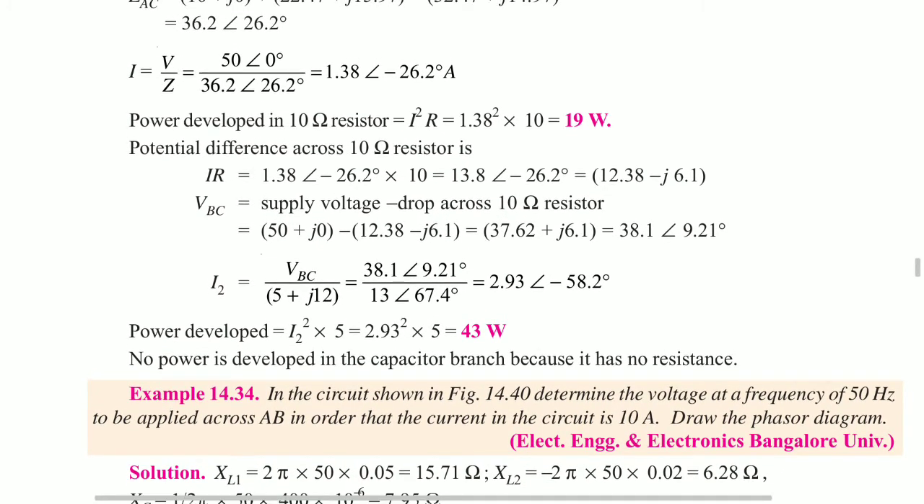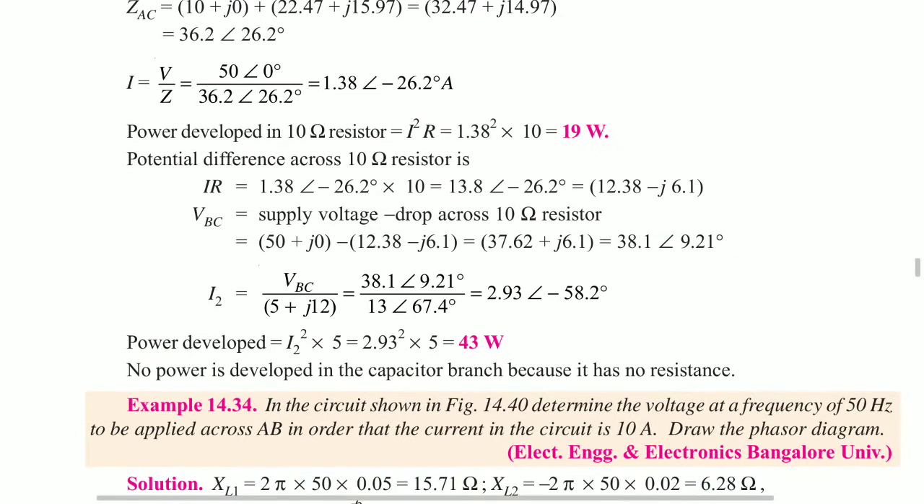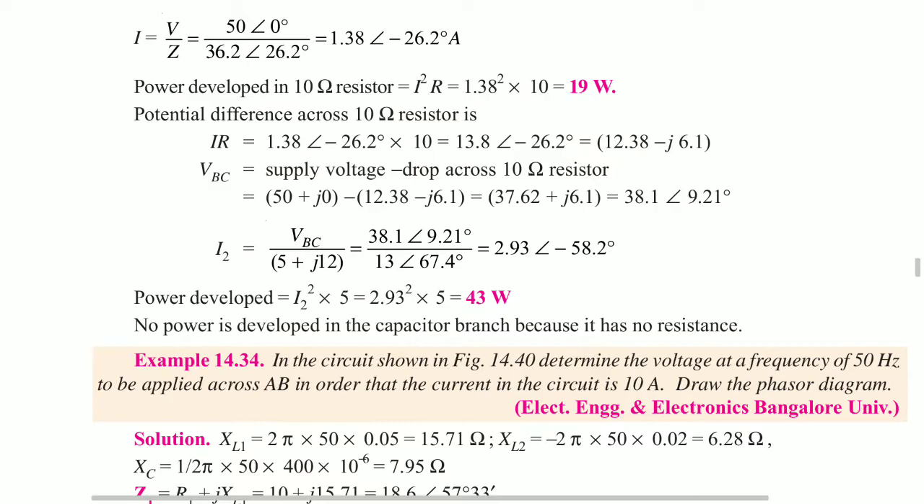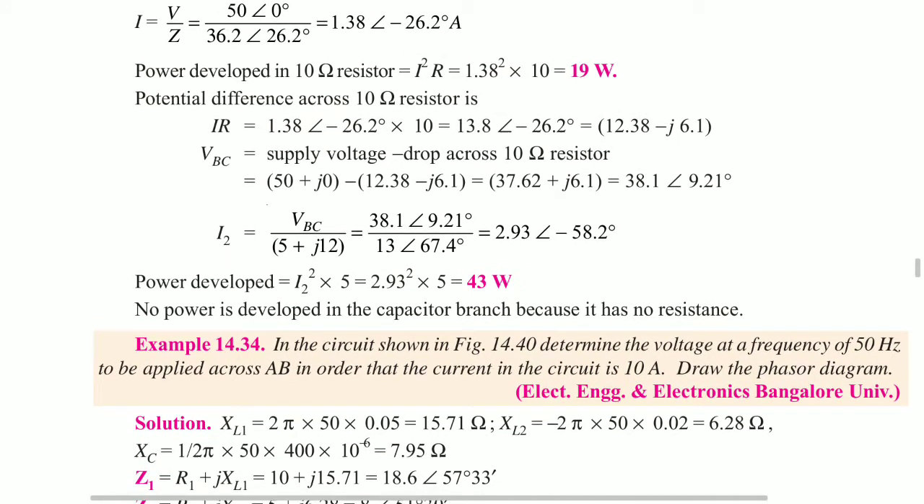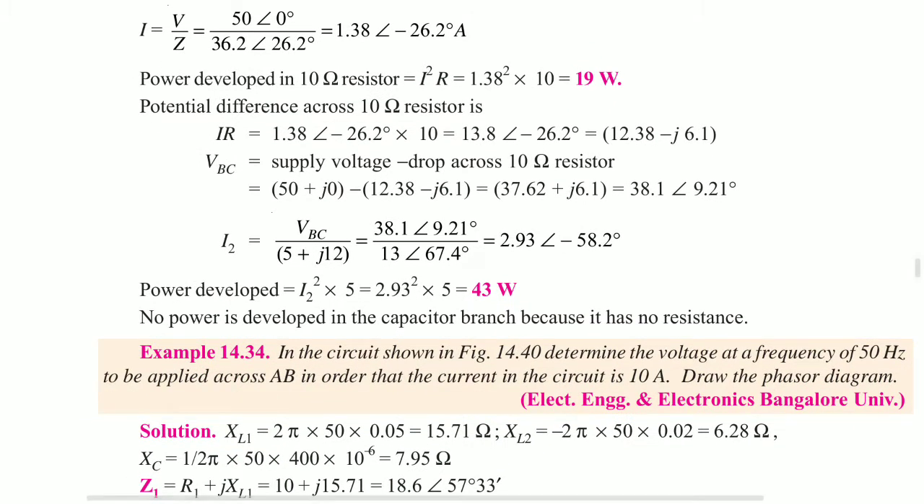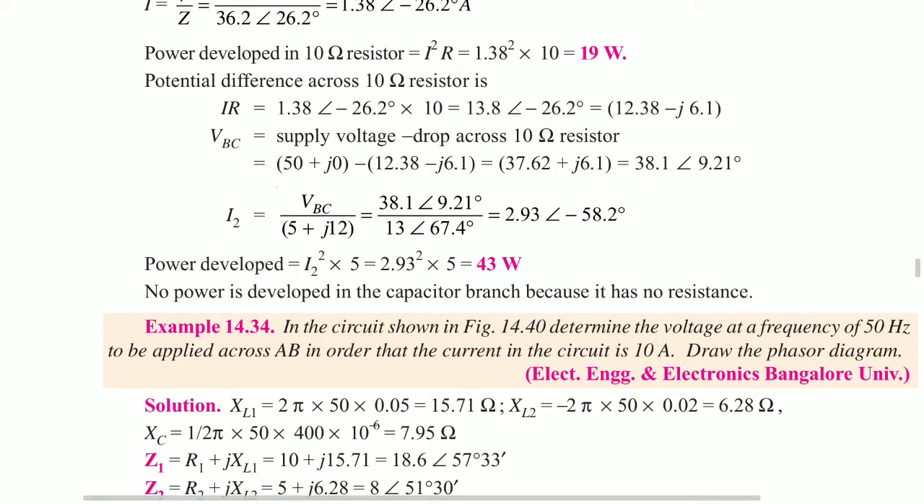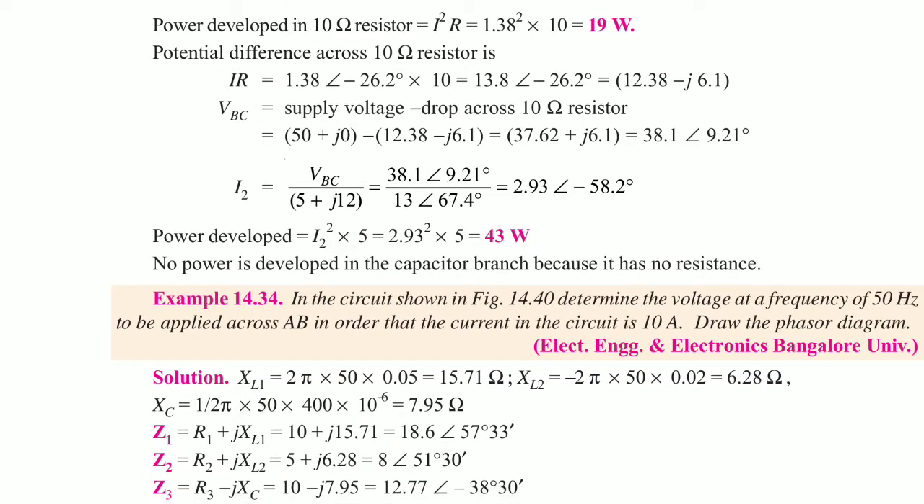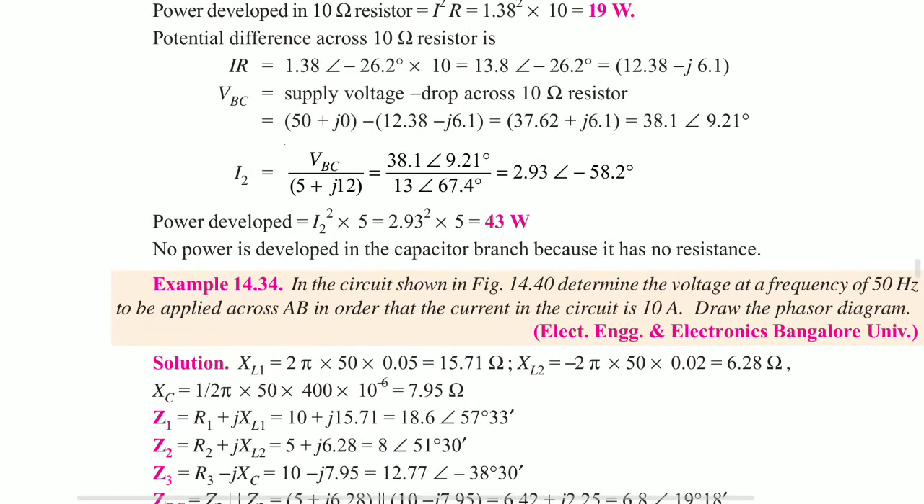Now the potential difference across the 10 ohm resistance is I into R. What is I here? 1.38 angle of minus 26.2 degrees, into 10, which gives 13.8 angle of minus 26.2 degrees. In rectangular form that is 12.38 minus J6.1.